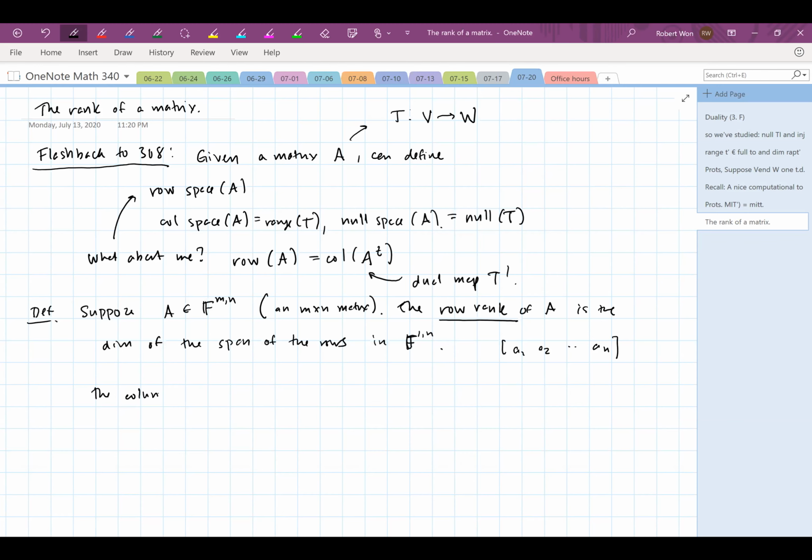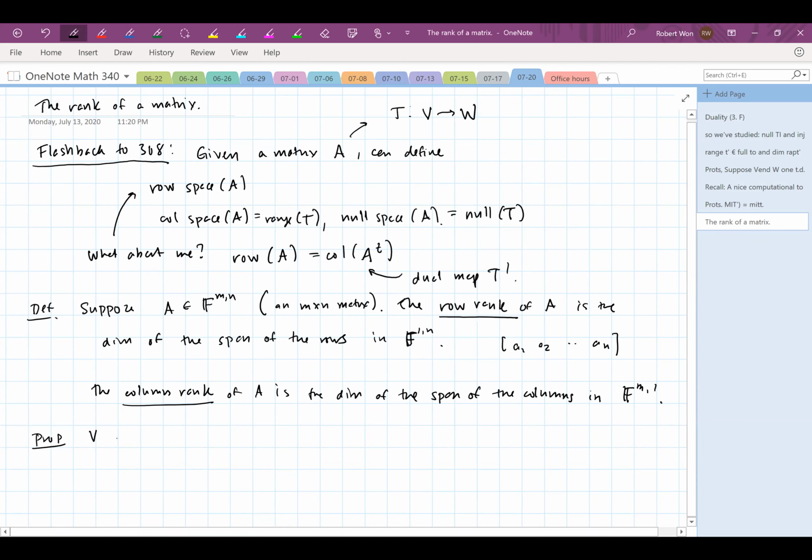The column rank of A is the dimension of the span of the columns. And let's put these on equal footing. Those are in F^{m×1}. You can think of them as m by 1 matrices, which is the same thing as a column vector. And I won't prove this because I sort of already stated it, although you can read the proof in your book.